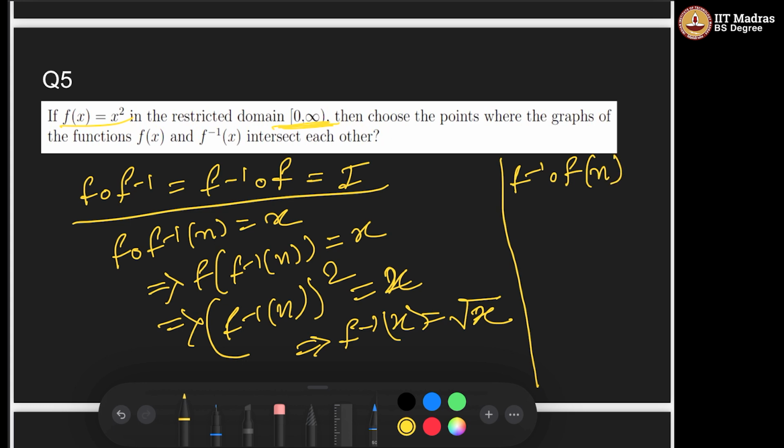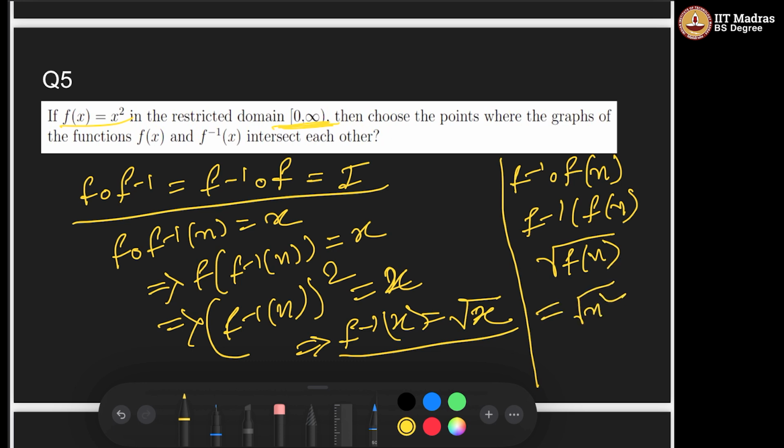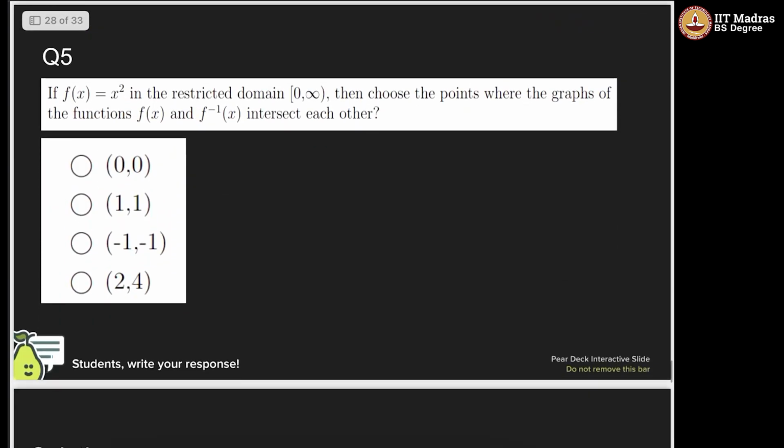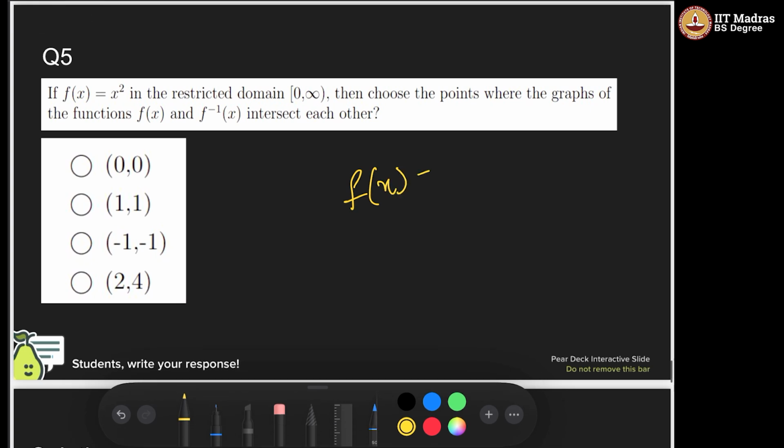Now let's check f inverse of f of x. If we take x here, we get f inverse of f of x. What is f inverse of x? This is root over f(x). Then we get root over f(x), and the value of f(x) is x square, so root over x square is basically x, which equals identity of x. Hence we have f(x) equals x squared and f inverse x equals root x.